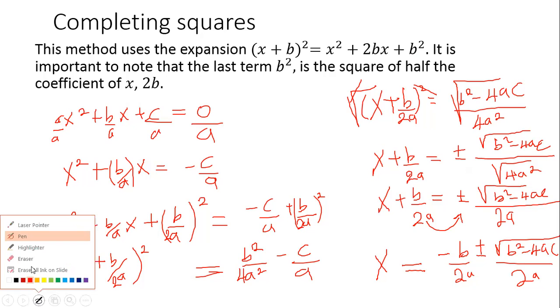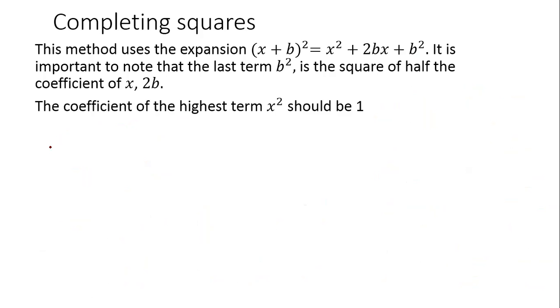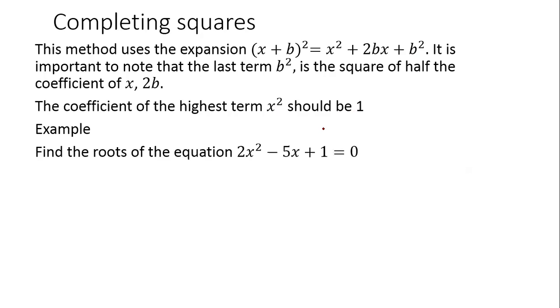Okay, so let us now go to solving the equation. We are saying the coefficient of the highest term x squared should be equal to 1. So as we solve, the coefficient should be equal to 1. So we can have an example. Find the roots of the equation 2x squared minus 5x plus 1 is equal to 0. Okay, so there is our equation.